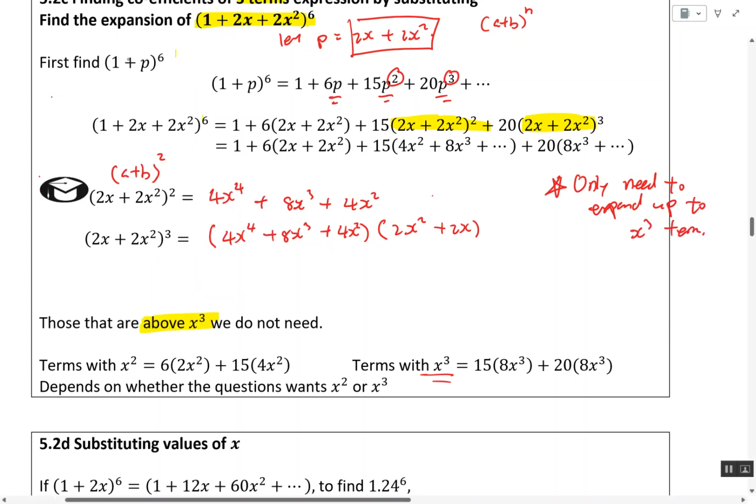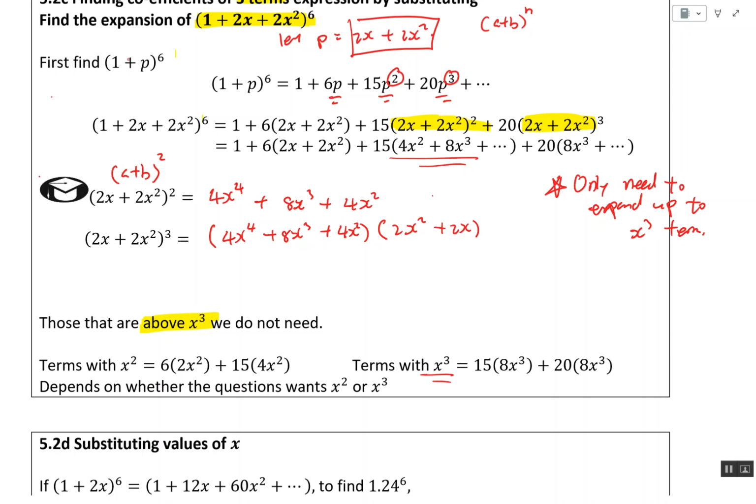For example, the square bracket here, I have up to x power 4. However, because I only need up to the x cubed term, when I write the bracket, I only write the square and the cube term. Similarly for the cube bracket over here, because I only need the x cubed term. So now if you look across these two brackets, definitely the x power 4 term is too high. I don't need to get this.